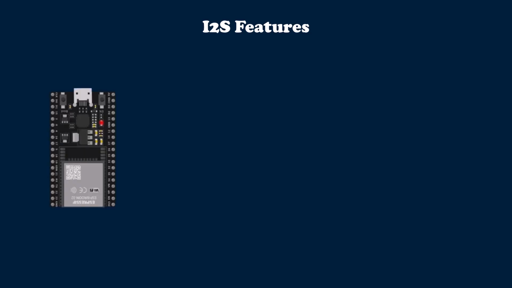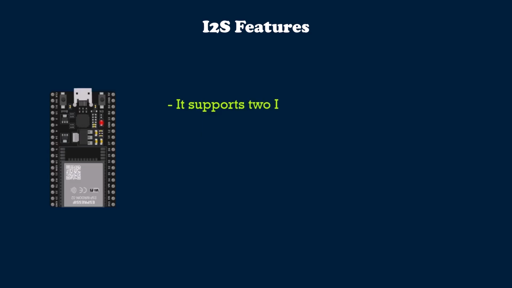Alright, so now that we kinda get what I2S is all about, let's talk about how the ESP32 actually handles I2S audio. The good news is that the ESP32 has a built in hardware I2S peripheral. So that means it's totally capable of sending and receiving high quality digital audio with really low latency and solid performance. Here are some important I2S features of the ESP32.